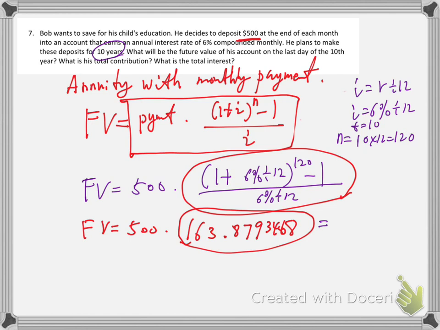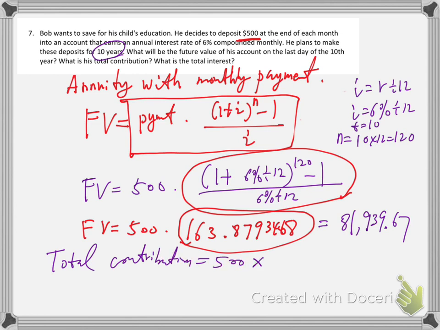So you got $81,939.67. So you deposit $500 a month for 10 years. After the compound interest, you will get that much, right? Now what's the total contribution? Contribution is this $500, and you deposit 120 months, so this is 60,000.